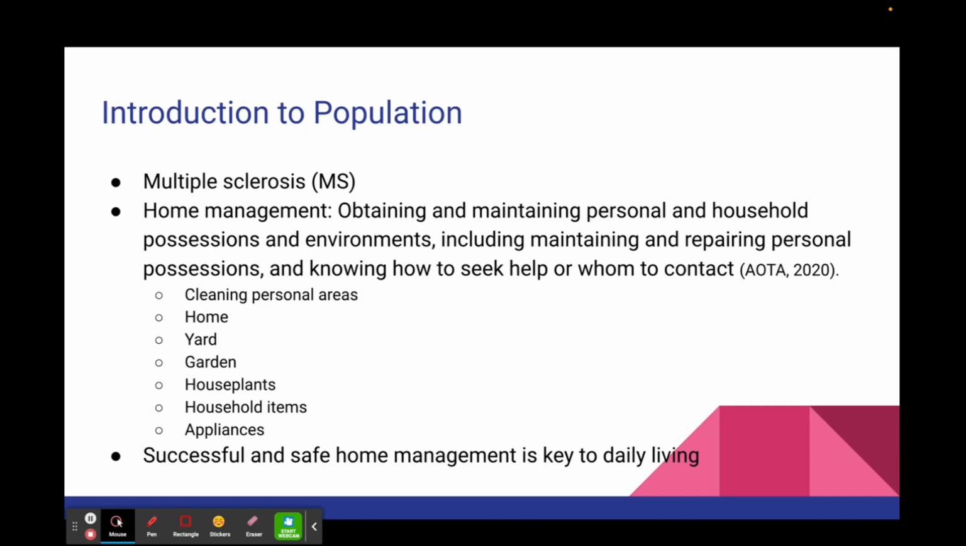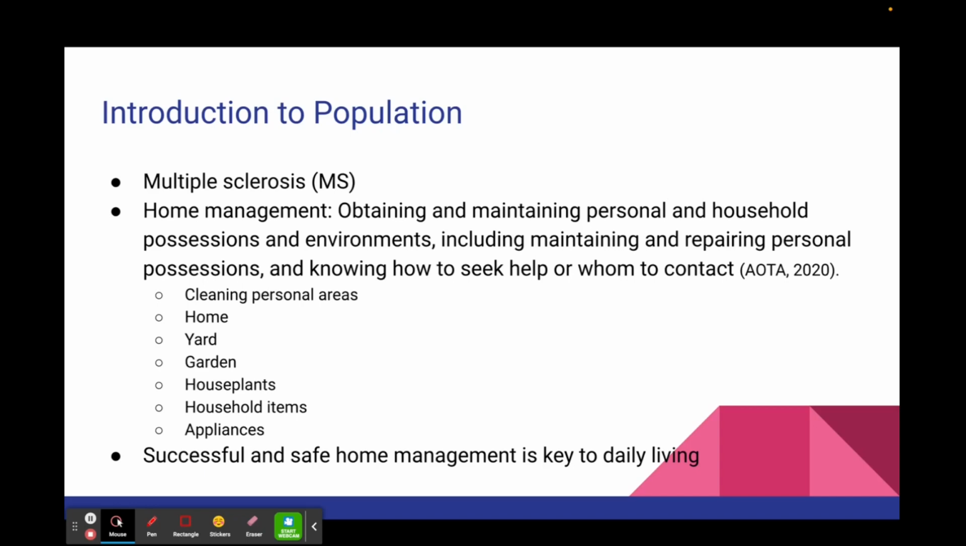Individuals with MS often face activity or participation limitations, including limitations in work around the house, gardening outdoors, and hanging out with friends and family for longer periods of time. Our IADL in focus is home management.